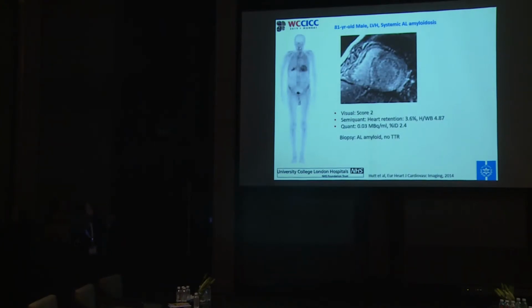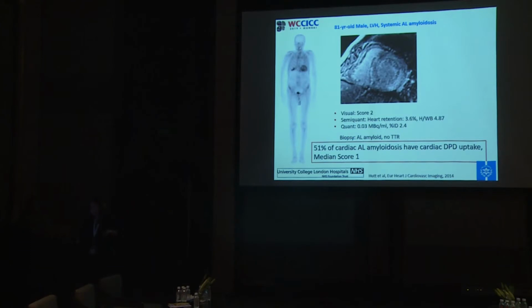On the other hand, in this patient with known AL amyloidosis, you see relatively intense uptake, score 2, and we need to remember that up to 50% of AL amyloid patients have cardiac DPD or HMDP uptake. The median score is 1, but in some cases it can be higher.